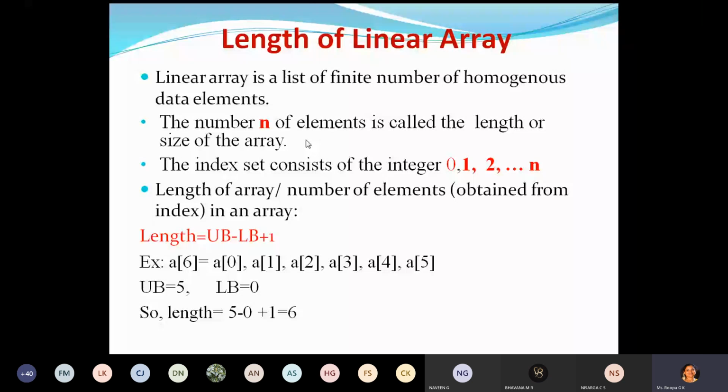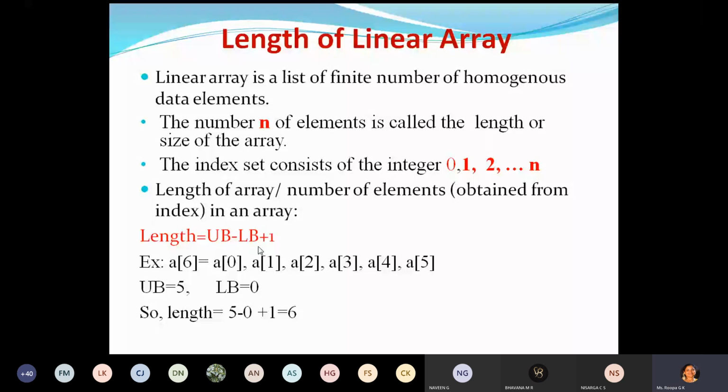So the index set consists of integers 0, 1, 2 up to n. Okay, you can also start from 1, but usually 0 to n. Then, what is the length of the array, or how many elements are there in a particular array, can be calculated using this formula. Note down this formula. Length of the array is given by UB minus LB plus 1.